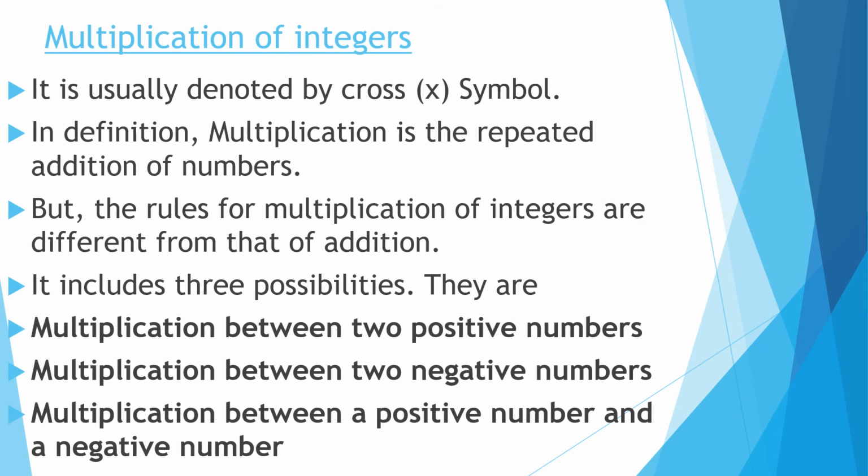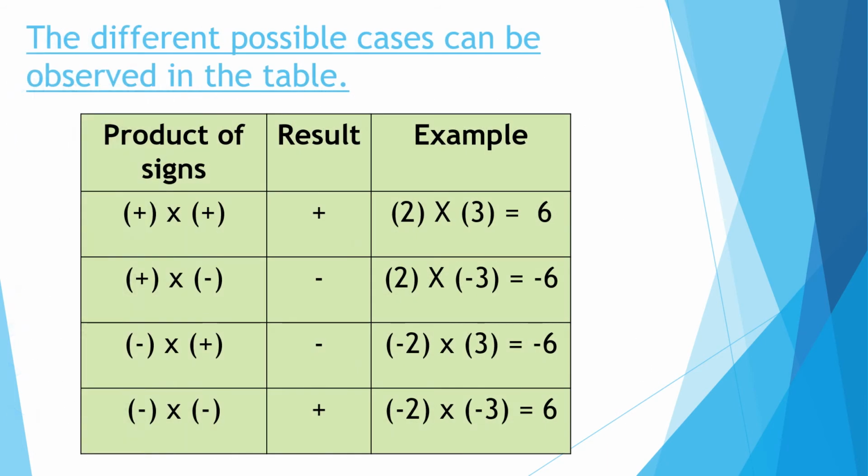Multiplication of integers. It is usually denoted by the cross symbol. In definition, multiplication is a repeated addition of numbers, but the rules for multiplication of integers are different from that of addition. It includes again three possibilities. They are multiplication between two positive numbers, multiplication between two negative numbers, and multiplication between a positive number and a negative number. The different possible cases can be observed in the table.